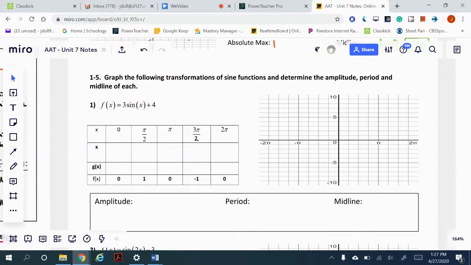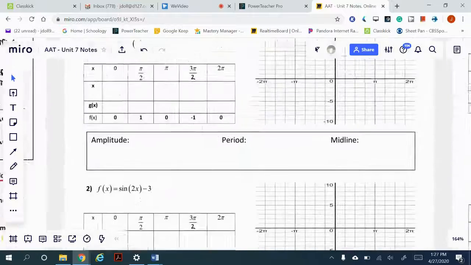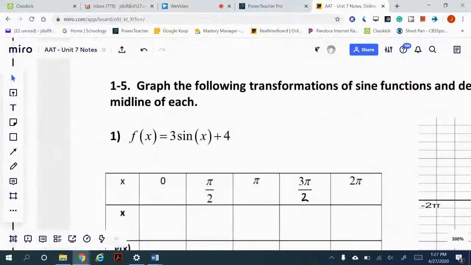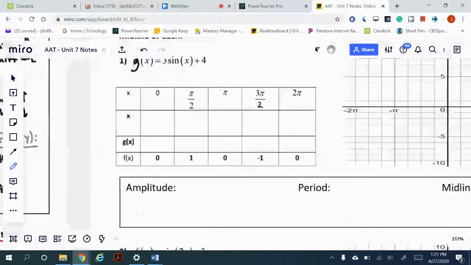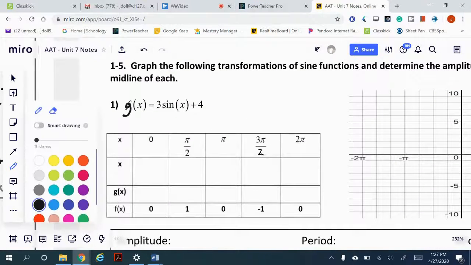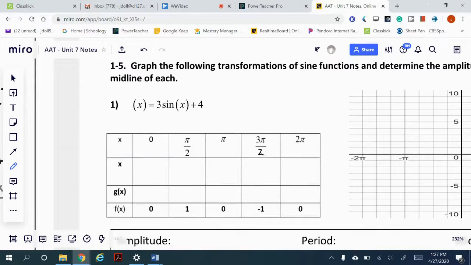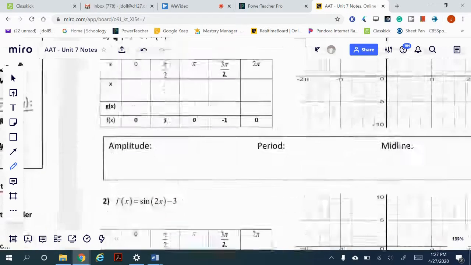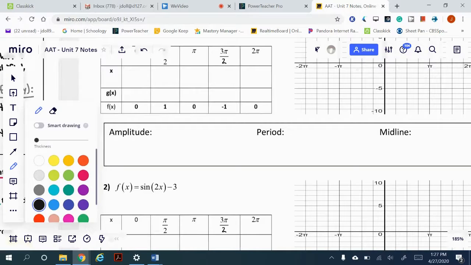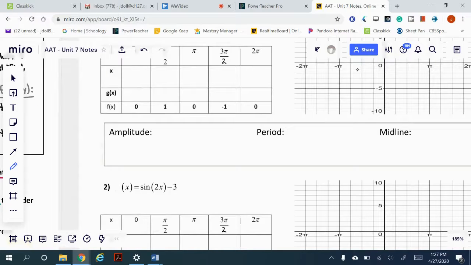So what we have is, oh, you know what? I realized I'm going to have to go back and change all of these notes for next year, guys, but I apologize. We're probably only going to do 2, and I'll fix the other ones. But this should not be f of x. F of x is the parent function. G of x is what we are actually trying to graph here. So I apologize for that notation error.